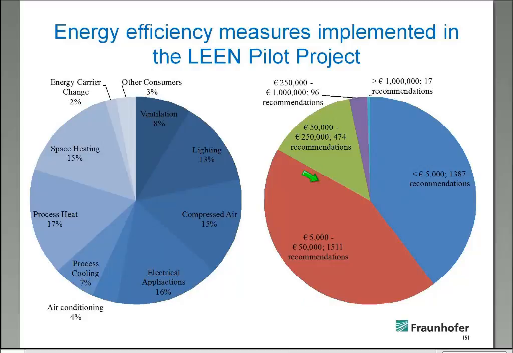Here you see also a view on the recommendations that were given and the amounts that were involved in these recommendations. You see a larger number of recommendations here in the field below 5,000 euro, from 5 to 50,000, but also non-negligible recommendations with investments in the range well beyond 50,000 euro, for example.